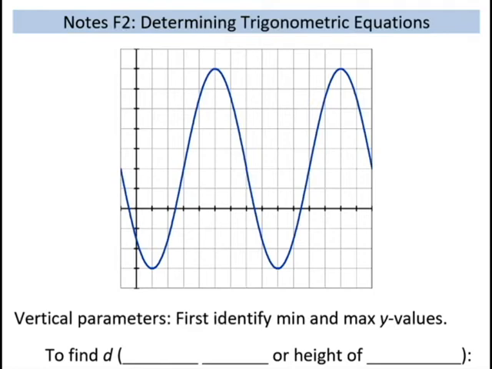Welcome to the Pre-Calculus Notes for Essential Skill F2, Determining Trigonometric Equations. In section F1, we learned how to graph trigonometric equations. We're going to go backwards in this section. We're going to start with a graph, or with features of a graph, and determine an equation that would fit that graph. We'll start with this example.